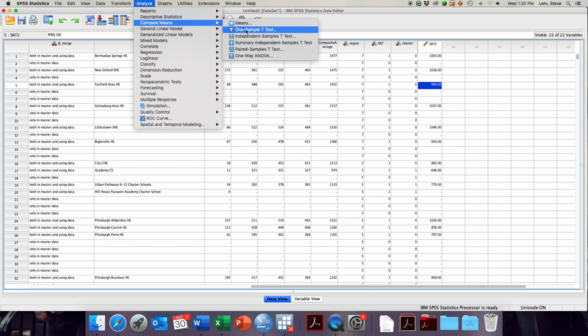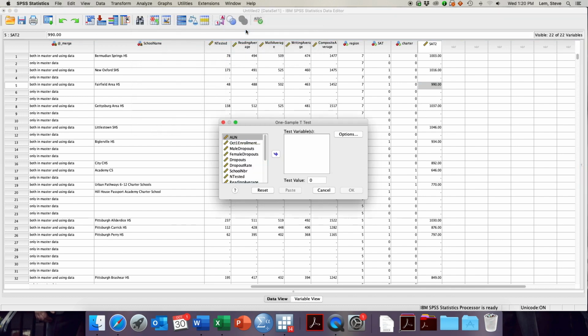Once again, it's called a one-sample t-test because we only have one sample. We have SAT scores for the state of Pennsylvania as our sample, and we've got it for 1 year. So we're going to compare this one sample, our Pennsylvania scores, to a national average. So we're going to go one-sample t-test, and here it asks me for my test variable. So I'm going to use my SAT2 scores as my test variable.